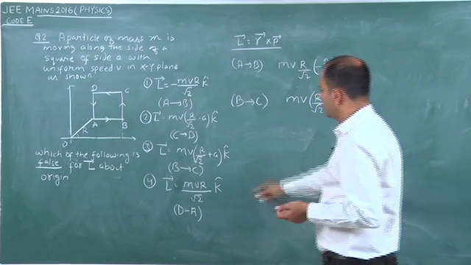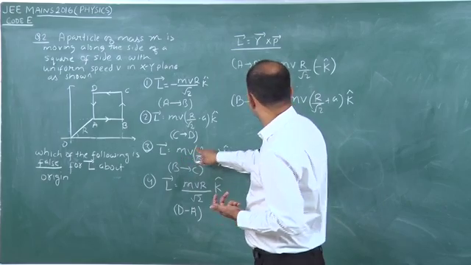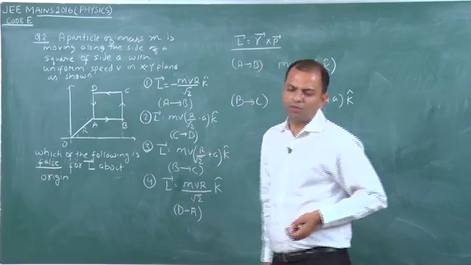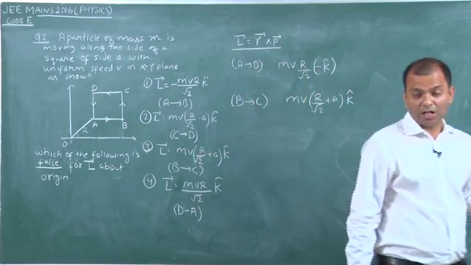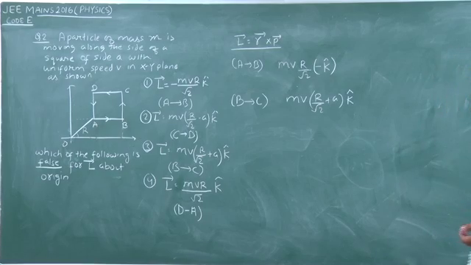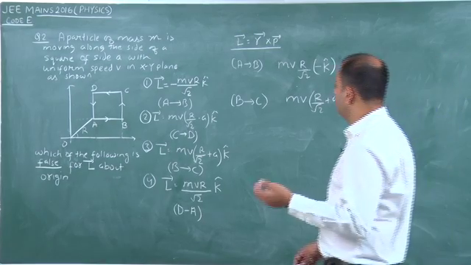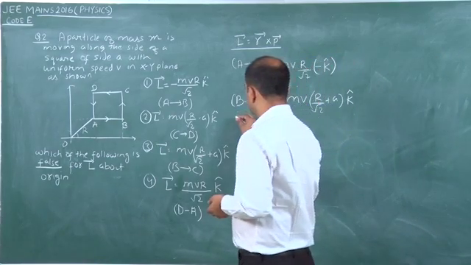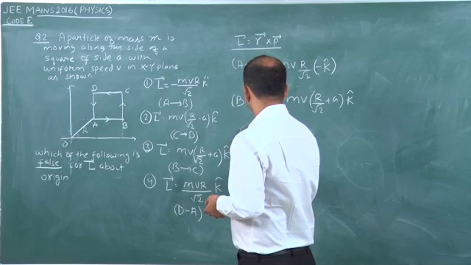Well, B to C, this is the option, mv r by root 2 plus a k cap. So, the given option is again exactly correct. Again, this is not the answer because we have to find which is the incorrect statement. So, we will move now to the option when it moves from C to D.